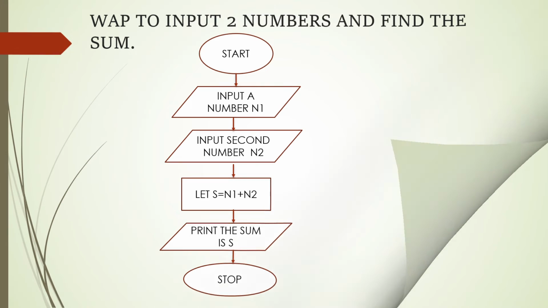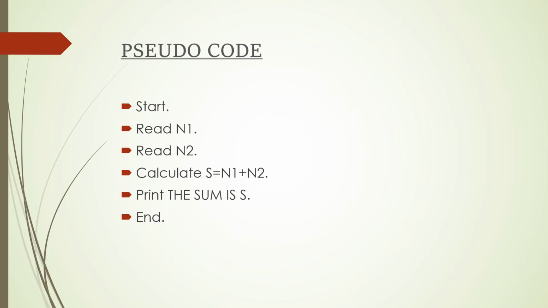Next, that same program we will learn with the help of pseudocode. We are starting. Read n1, read n2. Now the boxes have been taken. Calculate s. Now in the s box we are summing both the values, n1 plus n2. Print the sum is, so this message will be printed, and s, what is s? This value will be printed over here and we will go to end. The program is stopped. This is the whole program and this is how to write pseudocode.